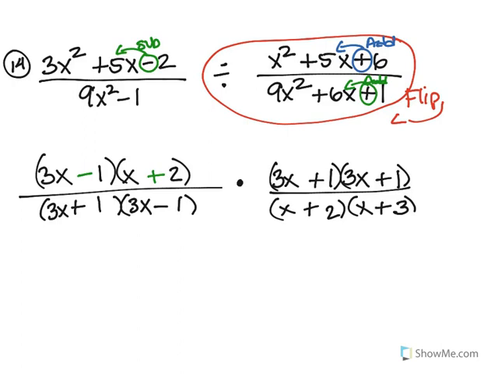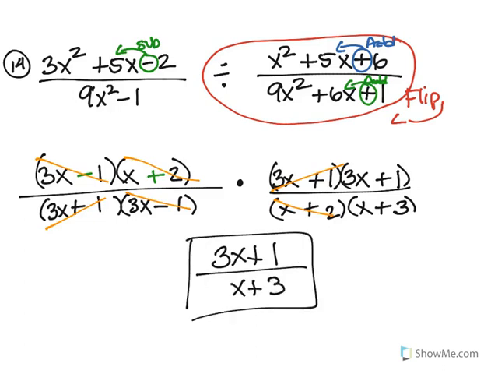So who cancels? 3x minus 1, 3x plus 1, and 3x plus 2. Y'all do know that 3x plus 1 is 2 of them on top, but that ain't a 2 for 1 deal. You do know you only cancel 1 for 1. So that gives us 3x plus 1 over x plus 3. Very good.